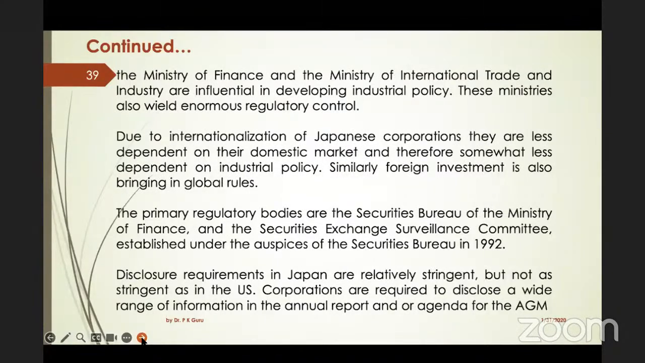Disclosure requirements in Japan are relatively stringent. The primary regulatory bodies are the Securities Bureau of the Ministry of Finance, which controls the share market and all. Then another is the Securities Exchange Surveillance Committee, established under the auspices of the Securities Bureau in 1992. You can see 1990.